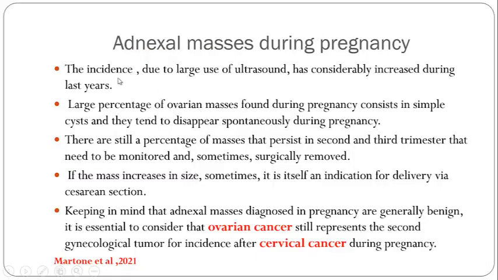Adnexal masses during pregnancy: the incidence, due to the large use of ultrasound, has considerably increased during the last years. We discover them more. A large percentage of ovarian masses found during pregnancy consist of simple cysts, which tend to disappear spontaneously during pregnancy. There is still a percentage of masses that persist in the second and third trimester that need to be monitored and sometimes surgically removed. If the mass increases in size, sometimes it is itself an indication to be delivered during cesarean section. Keep in mind that adnexal masses diagnosed in pregnancy are generally benign, but you must consider that ovarian cancer still represents the second gynecological tumor for incidence after cervical carcinoma in pregnancy.